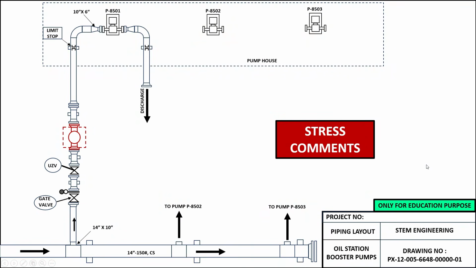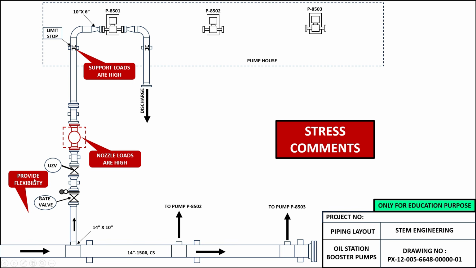Now we have received the recommendation from stress analysis. Let's explore their comments. This is the comments of the stress analysis team. What they have pointed out over here is the loads of the limit stop is going high, and the loads of this strainer nozzle is also going high. So they are proposing to improve the flexibility of the line by changing the routing a little bit at the upstream side by putting 2 more elbows.